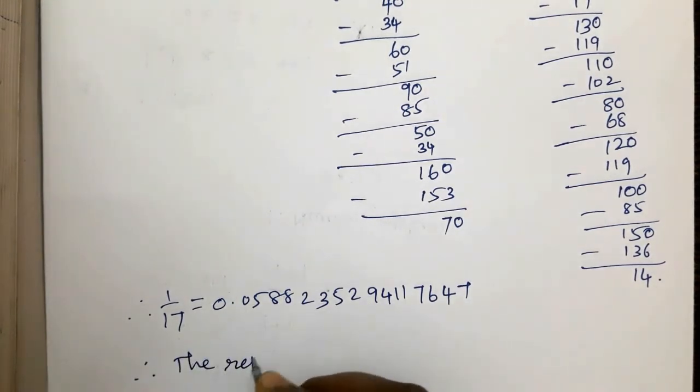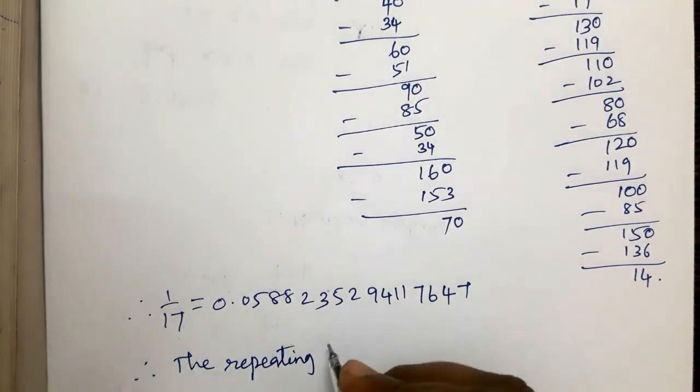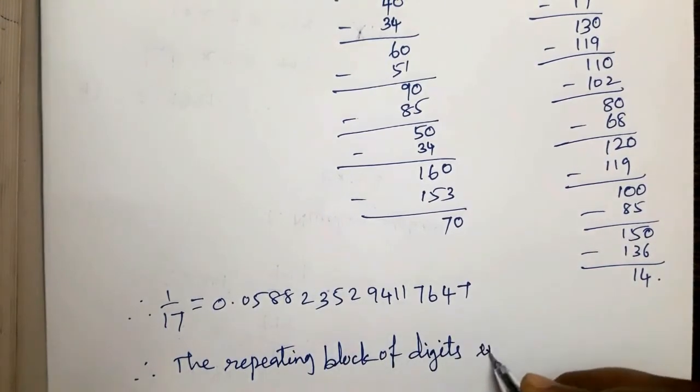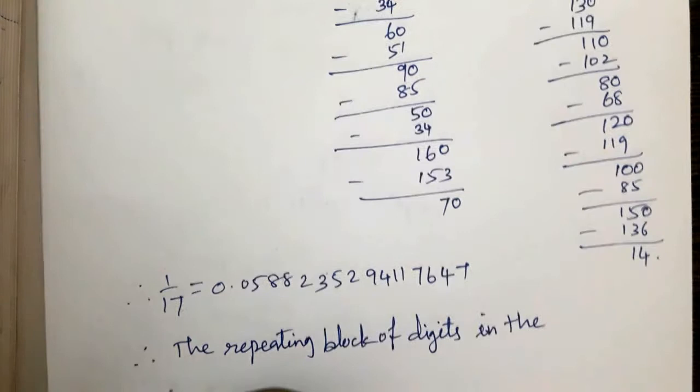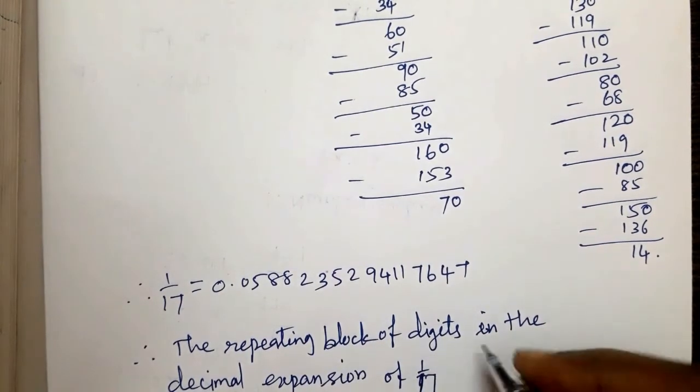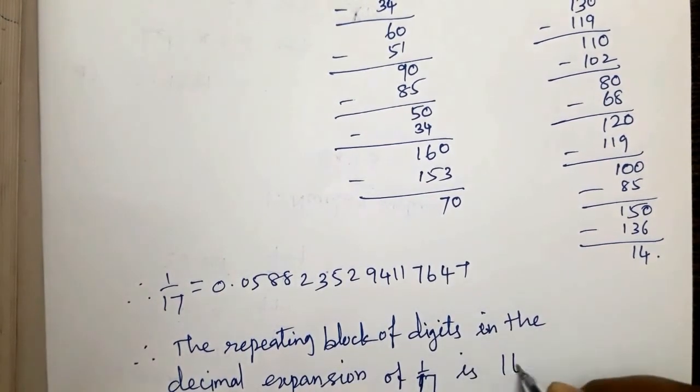The repeating block of digits in the decimal expansion of 1 by 17 is 16 digits.